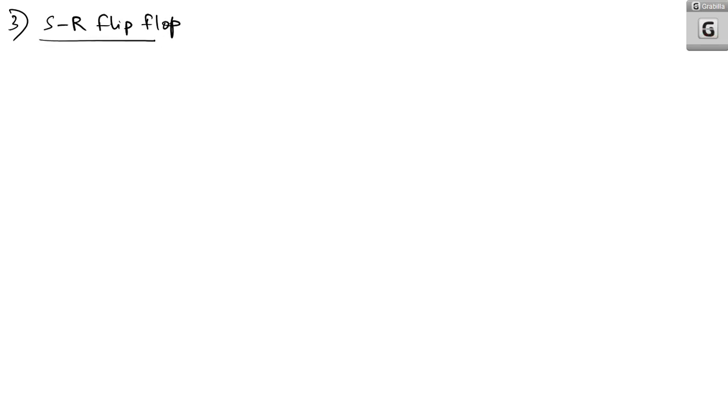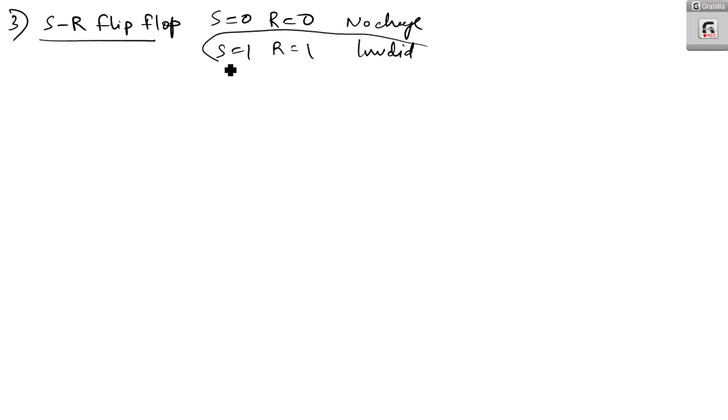See, in SR flip-flop, what happens is that when S is equal to 0 and R is equal to 0, present state is equal to next state. That is no change. Whereas S is equal to 1, R is equal to 1, that is an invalid state. So here the invalid state is not considered while forming the state machines. So now I will draw the excitation table.